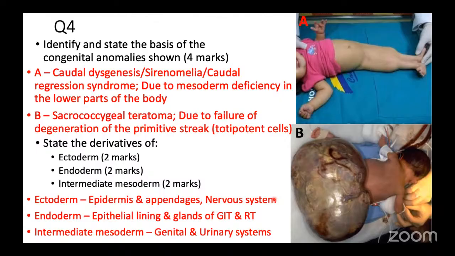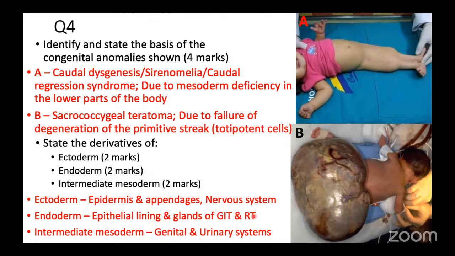neural crest, which will form various structures. For example, melanocytes, which you'll see in one of the coming slides. Anyways, there's a lot of other derivatives of the neural crest. I'm sure you know them by now. For the endoderm, it gives rise to the epithelial lining and the glands of the GIT and the respiratory tracts.